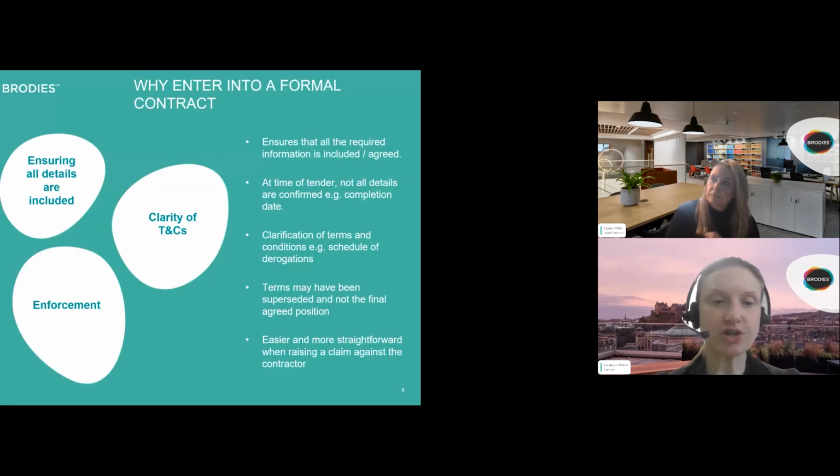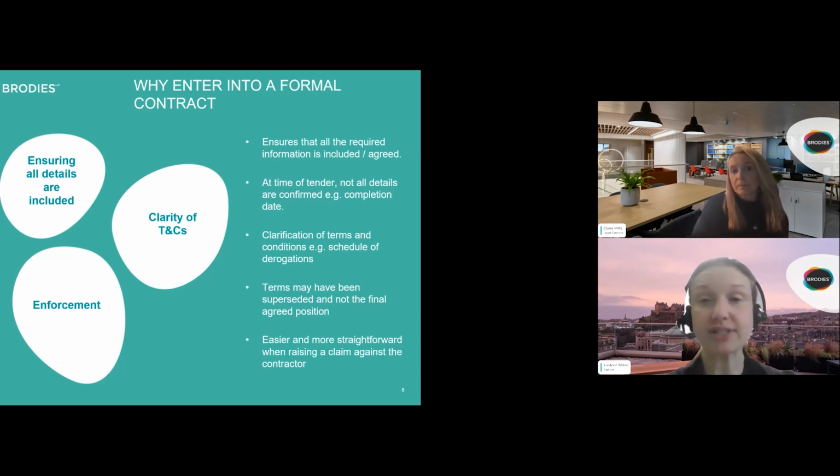Ensuring all the details are included, clarity of terms and conditions, and enforcement. It may seem obvious, but from a practical perspective, if you have to complete an SBCC form or similar document, then that ensures that all of the required information is included. At the time a tender was submitted, details like the completion date may not have been stated in any of the documents. There are several examples I can think of over the years where the client's accepted a tender and a formal contract hasn't been entered into.